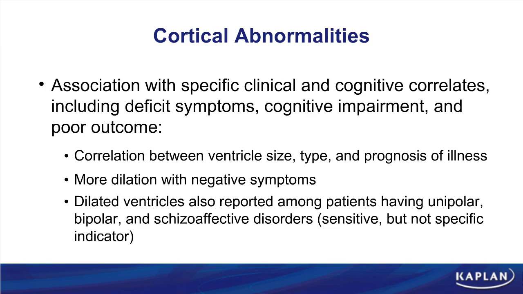As mentioned earlier, there are certain associations between cortical abnormalities and schizophrenia. We know that there is a correlation between the ventricular size and the prognoses of the illness. The greater the ventricular size, the worse the prognoses. We know that there's more dilatation with the negative type symptoms of schizophrenia, including flat affect, poor grooming, social withdrawal, and anhedonia. Dilated ventricles are not unique to schizophrenia. Other disorders have them, including mood disorders, such as bipolar and major depressive disorder, as well as schizoaffective disorders, and also cognitive disorders such as Alzheimer's.